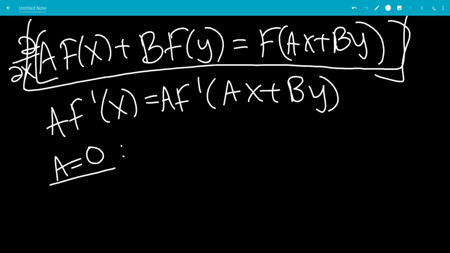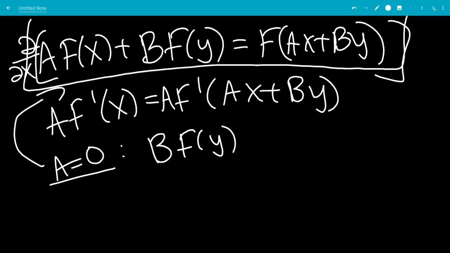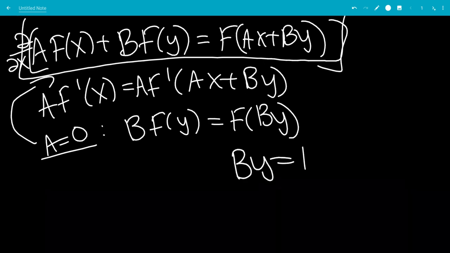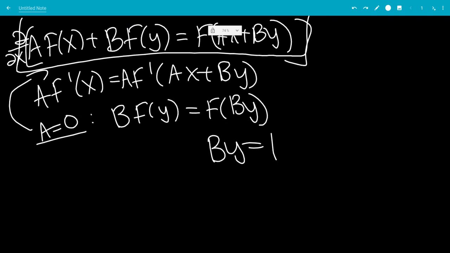So let's plug that into the original equation. That will just be 0 times f(x), which goes away. We have b f(y) equals f(ax), which goes to 0 because a equals 0, and we have by. So we're going to let by equal 1. So this will just be f(1), and that's a constant, so that's easy. So let's solve for b. So b equals 1 over y.